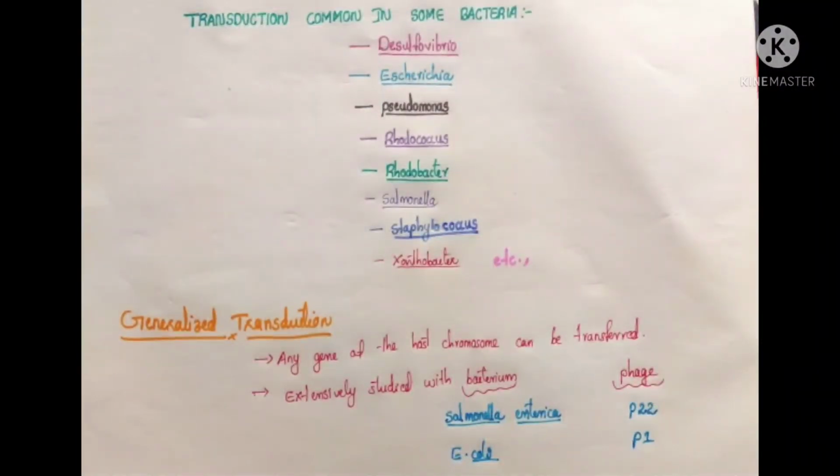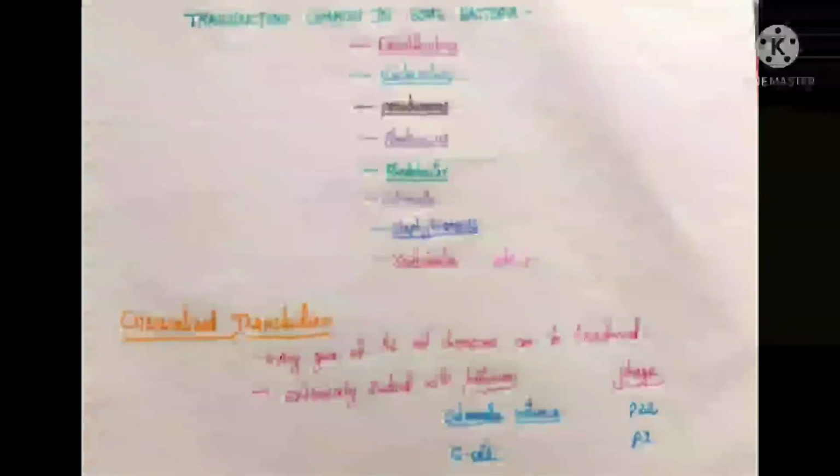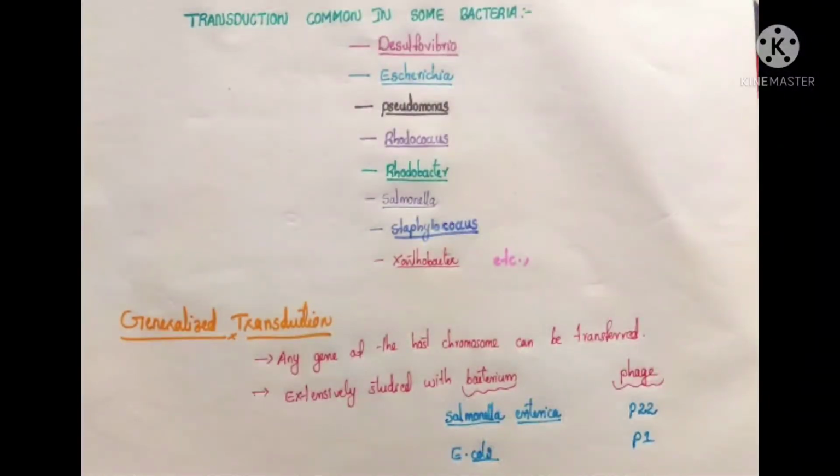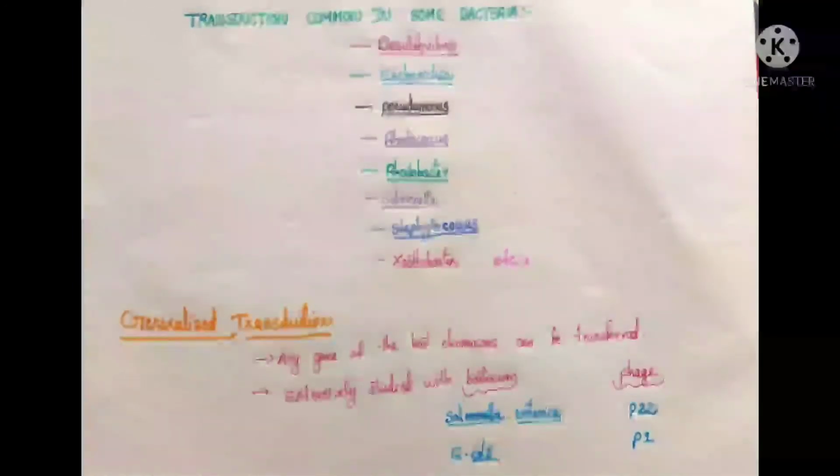Transduction is very common in some bacteria, for example, Desulfovibrio, Escherichia, Pseudomonas, Rhodococcus, Rhodobacter, Salmonella, Staphylococcus, Xanthobacter, etc. Let us discuss in detail generalized transduction. I told you that in generalized transduction, a portion of the host genome is packaged as such inside the viral head and transferred to the next bacterium.